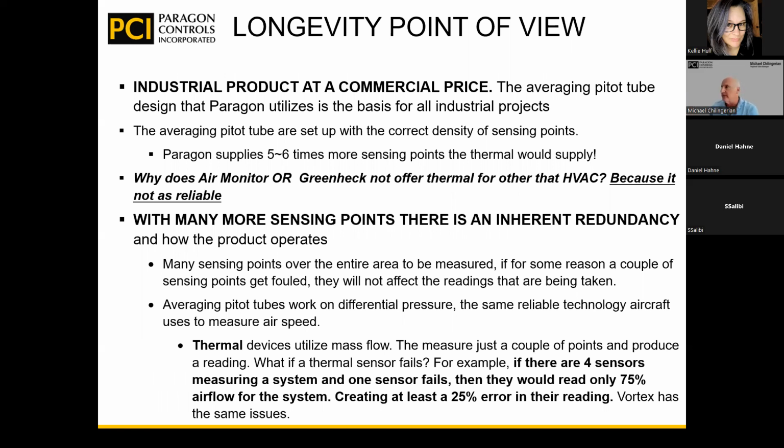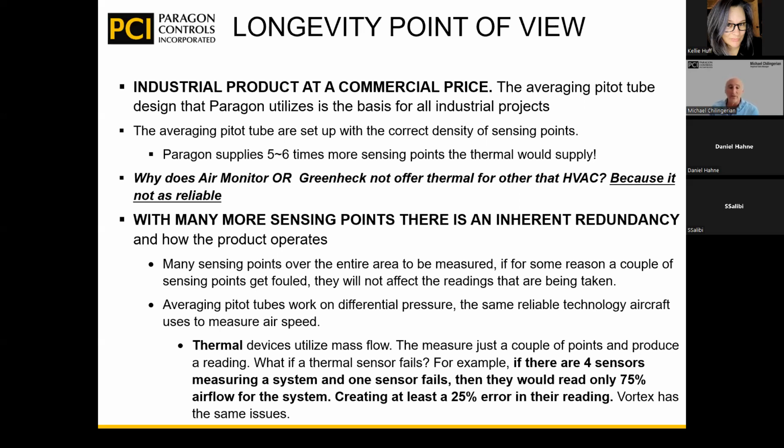I was thinking earlier, why would you pay more for an Audi than a Volkswagen? An Audi is basically a Volkswagen that's been a little bit more refined. What we're providing is an industrial product at a commercial price. If you look at some of the competitors, Air Monitor and Greenheck, they offer thermal devices, but on their websites you're not going to find thermal devices in any of their industrial or power plant offerings. They're only going to offer the averaging pitot tube like we manufacture. And why? Because it's more reliable. Thermal just isn't reliable enough for industrial applications.